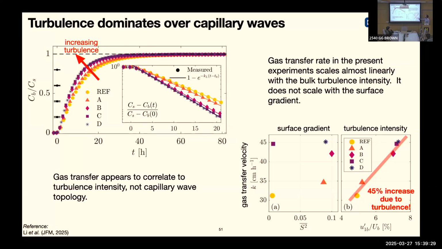And this time, it was a 45% increase in the turbulence. Again, this number is treated as a constant in many modeling applications, whether they're industrial or environmental. And by just changing the flow, we're able to change things by 45%.